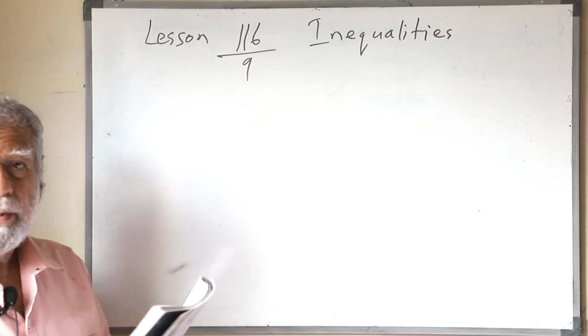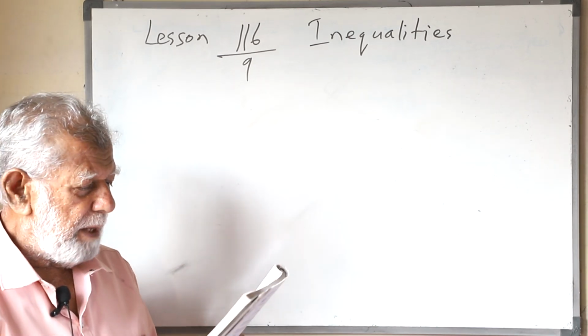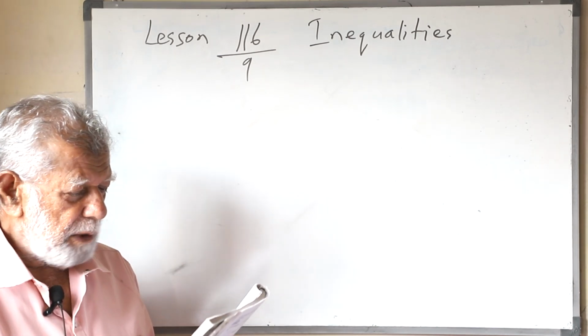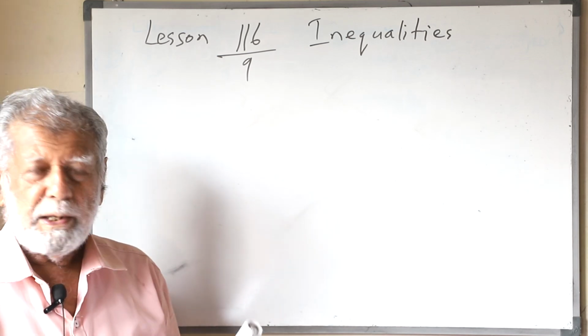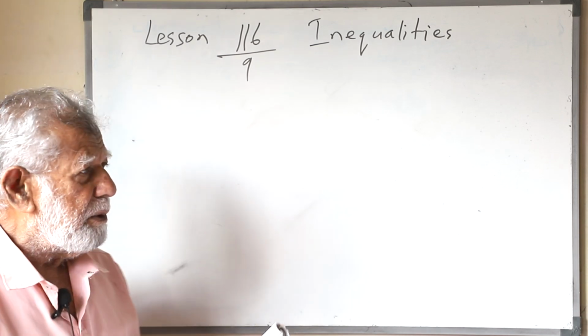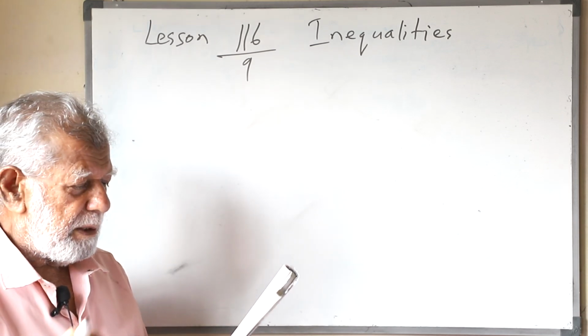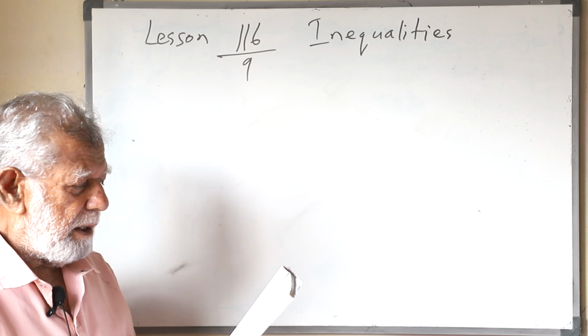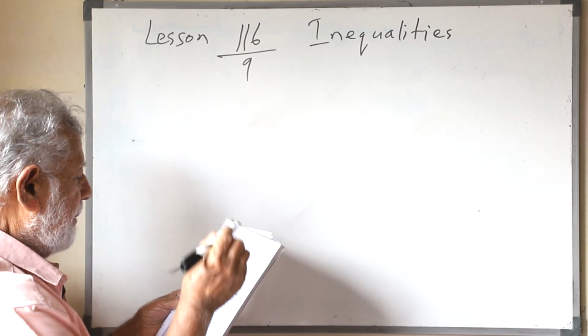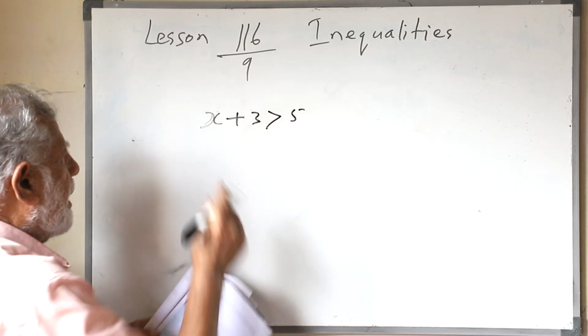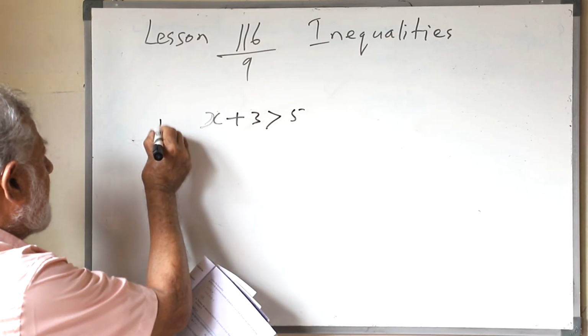So, if you look at exercise number 21.1, we will look at the first one. Solve each of the following inequalities and write the set of integral solutions. Integral solution means, I explained last time also, you have to give the correct numbers, not fractions or anything, or greater or less. Look at the first one. X plus 3 is greater than 5.